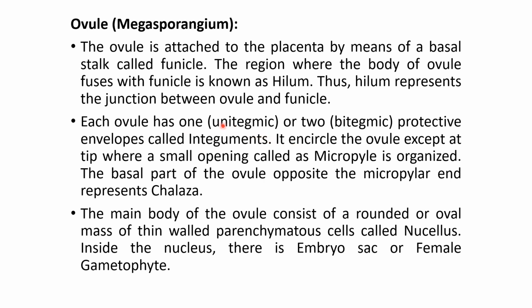Ovules having one integument are regarded as unitegmic, and those having two integuments are considered to be bitegmic. It encircles the ovule except at the tip, where a small opening called micropyle is organized. The basal part of the ovule opposite the micropyle is known as chalaza. The main body of the ovule consists of a rounded or oval mass of thin-walled parenchymatous cells called nucellus. Inside the nucellus, there is the embryo sac or female gametophyte.